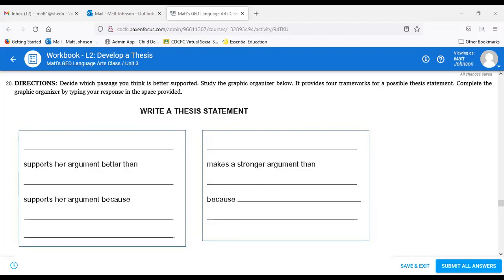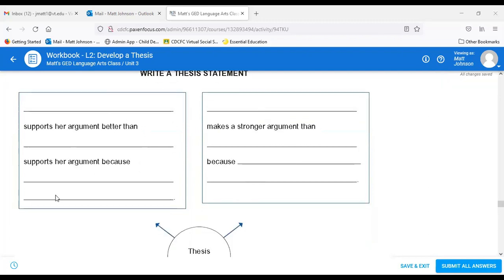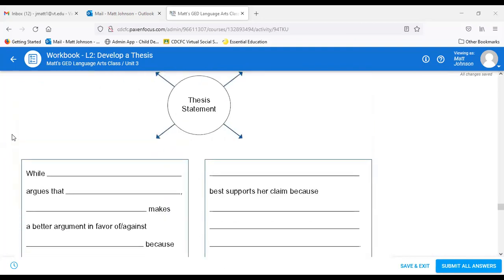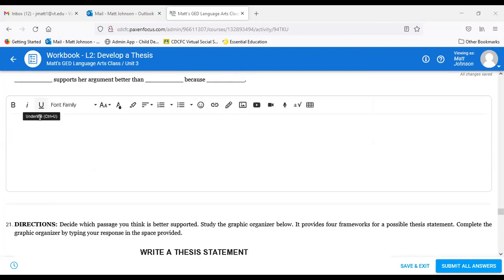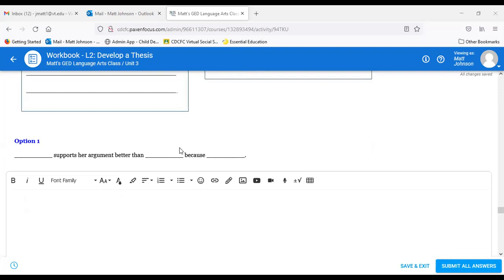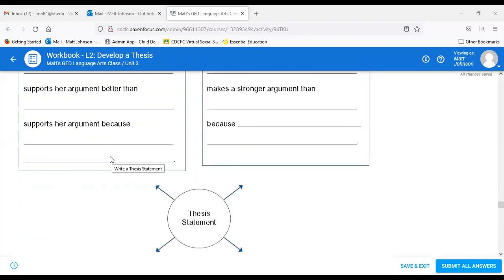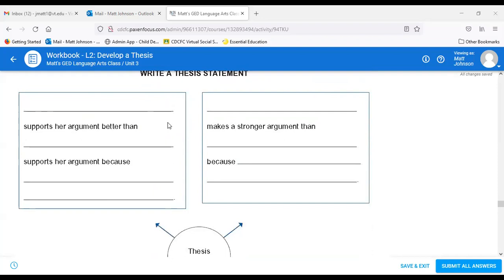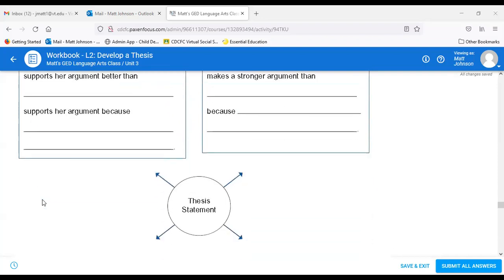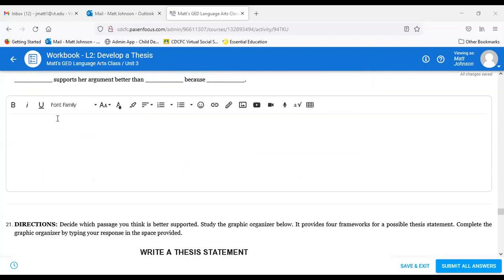So, what do you think we want to do for the first one? So we're going to use Leung. And basically it restates it down here. So blank supports her argument better than blank because blank, right? Okay. Just same thing here. Blank supports her argument better than blank supports their argument because blank. Okay, so what do we want to say?